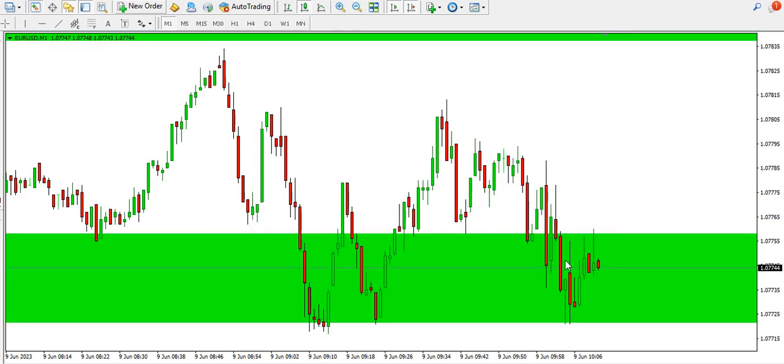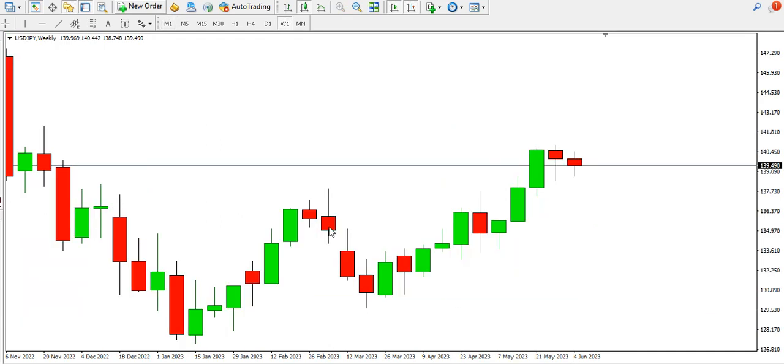Price is currently ranging. Now let's take a look at USDJPY on the weekly time frame.